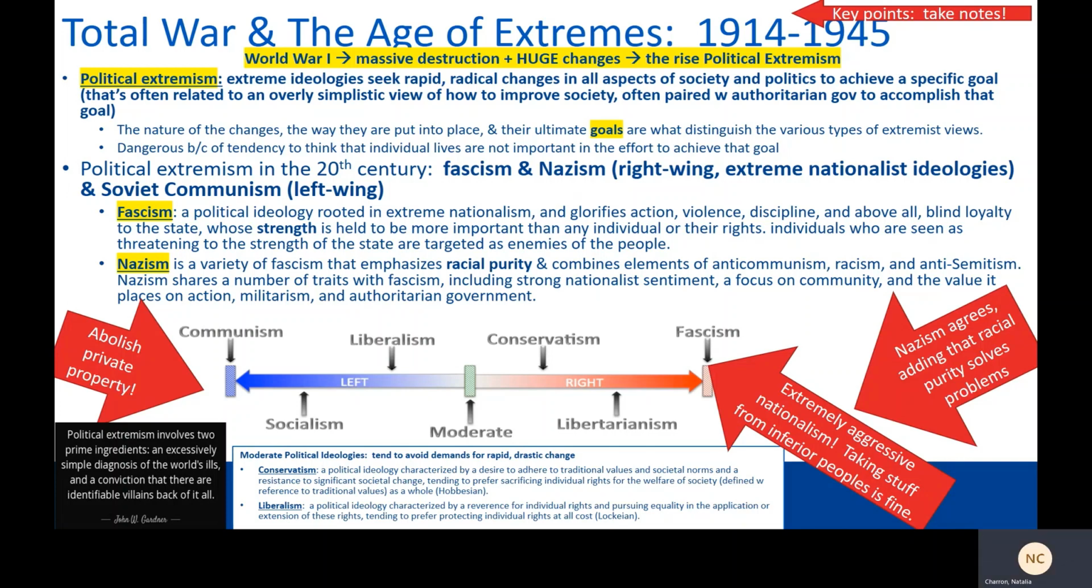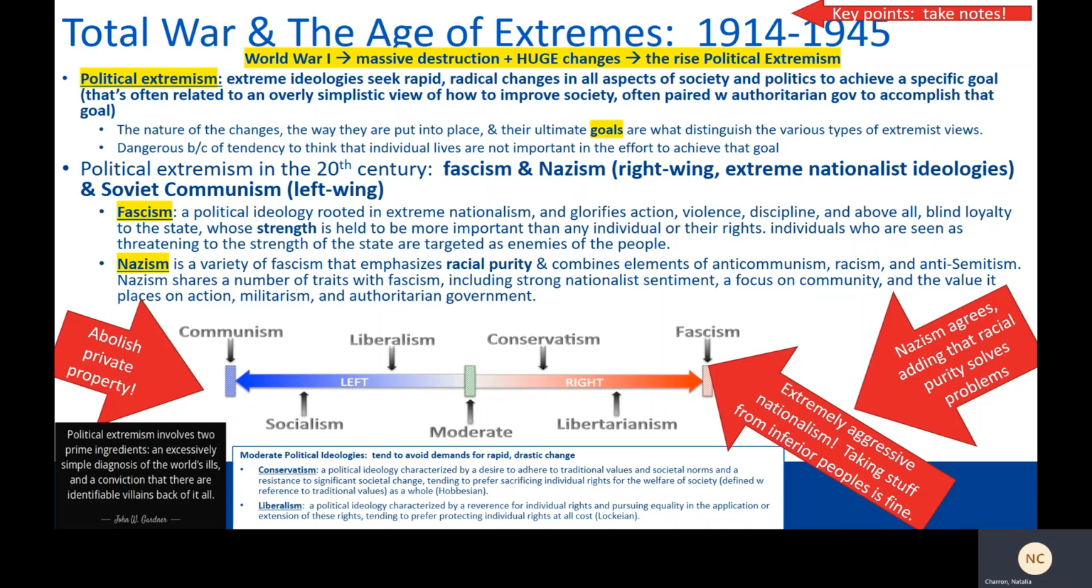Nazism is a variety of fascism. So it's everything that fascism is, plus the added detail that it emphasizes racial purity and combines elements of anti-communism, racism, and anti-Semitism. It shares a lot of traits with fascism, including the strong nationalist idea and a focus on the national state community, and the value it places on action, militarism, violence, and authoritarian government.